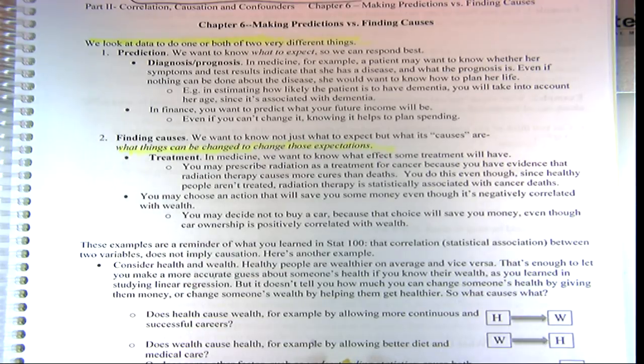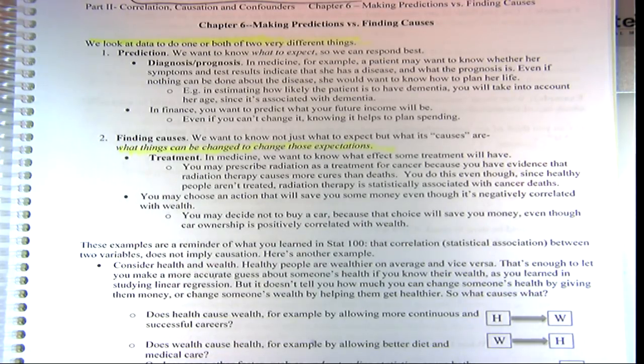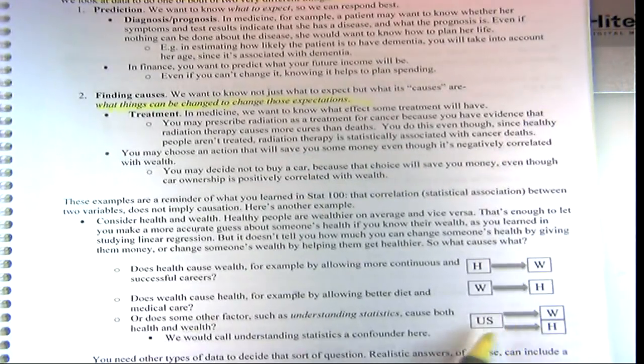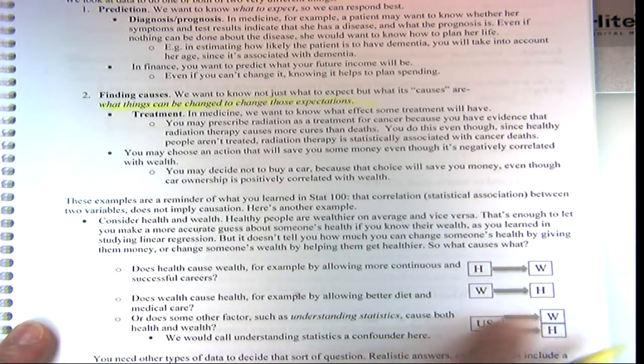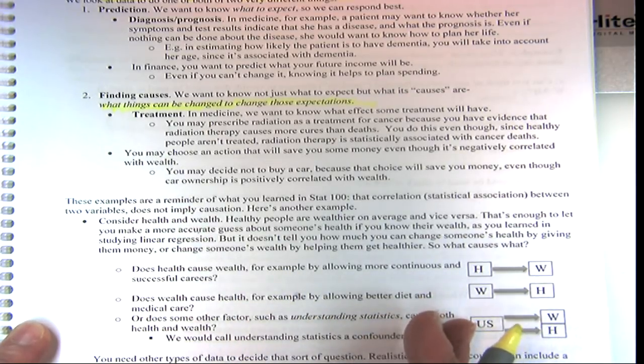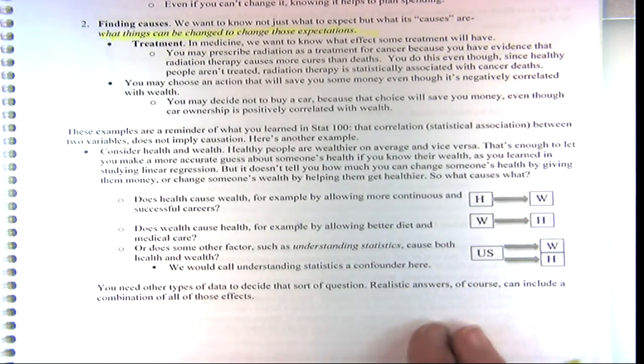Or does wealth cause health, for example, by allowing you to have a healthier diet, more opportunities to exercise, better medical care, etc.? Or does some other factor, like, I like to think, knowledge or understanding statistics, cause both, right? Making it look like a confounder. So I think that all of those can be true. Causal pathways can go in different directions, and those all can be true. But we need other types of data to decide this besides just looking at the correlation.